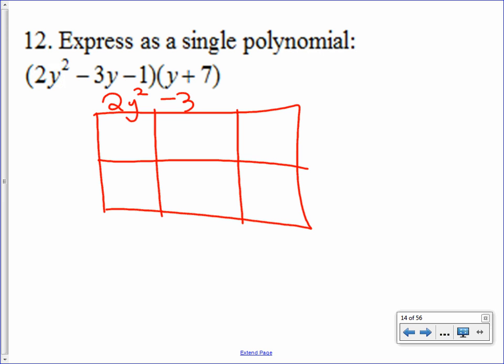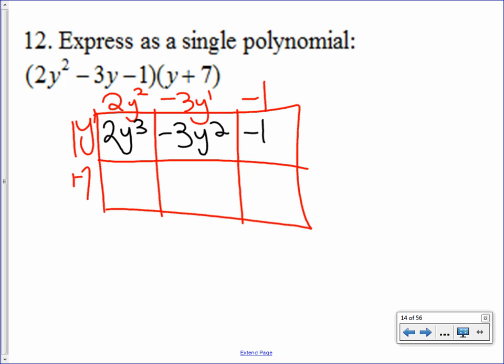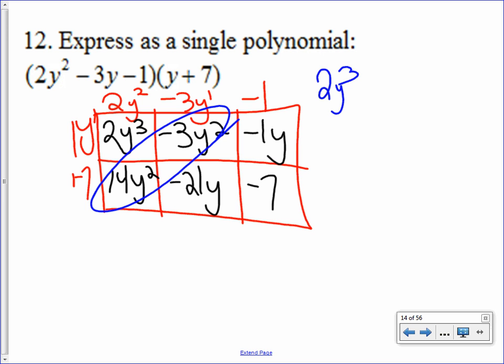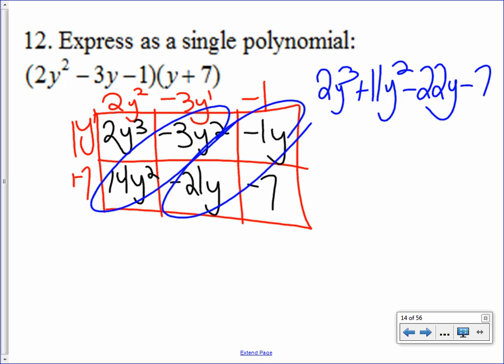2y squared minus 3y minus 1, times y plus 7. Put in the 1. 1 times 2 is 2, 1 plus 2 is 3. 1 times negative 3 is negative 3 y squared, negative 1y, 14y squared, negative 21y, negative 7. Now I combine my terms: 2y to the third, 14 plus negative 3 is positive 11, negative 21 minus 1 is negative 22, and it's done.